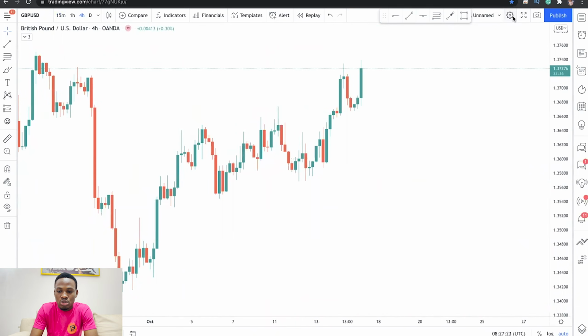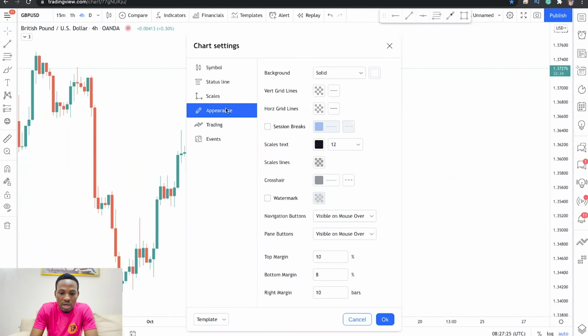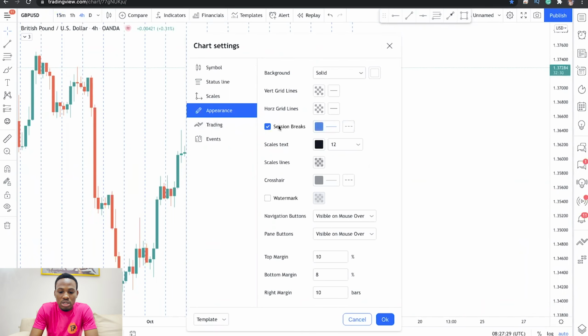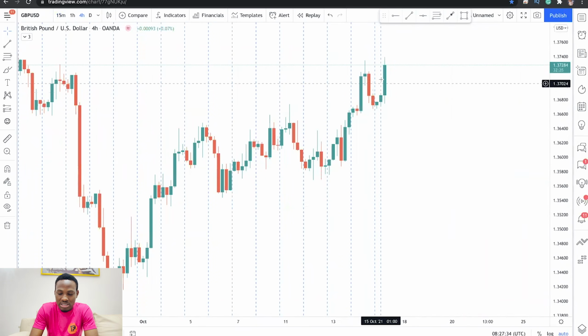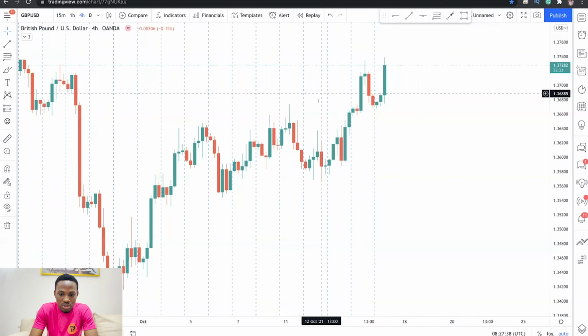To do that, I have to go to settings in TradingView, click this icon, come to appearance, and in this appearance, toggle on the session breaks button. So these grid lines are going to appear here. Today is Friday at the time of making this video. So this is Friday, this is Thursday, this is Wednesday, this is Tuesday, and this is Monday.